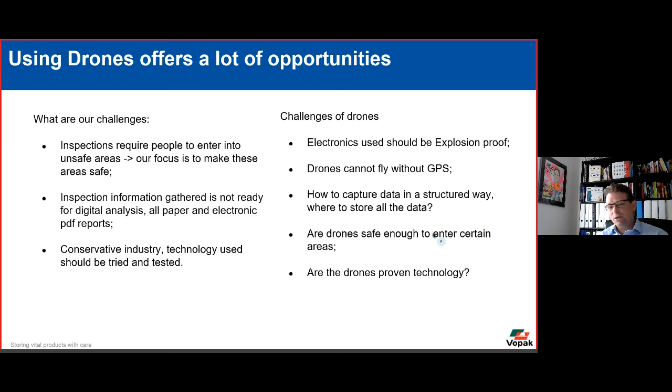And finally, our challenge is the petrochemical industry is very conservative. Because nothing should go wrong in the petrochemical industry. That also means we are very careful in adopting new technologies. So we should really try and test technologies before we really start using them. And that means that drone usage, new technology usage goes much slower than maybe you see in other industries, just because of the safety aspect.